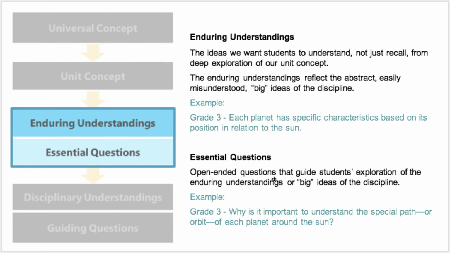So now that I have some enduring understandings crafted, I'm going to start to think about some big questions that are open-ended and will guide students' exploration of these enduring understandings. So you see here that this question, why is it important to understand the special path or orbit of each planet, is very open-ended. These essential questions should not be able to be answered by one word, by two words, by three words.